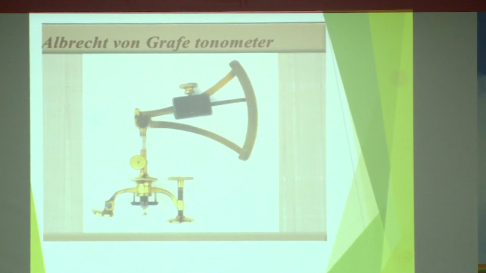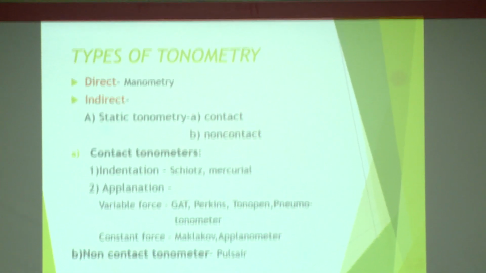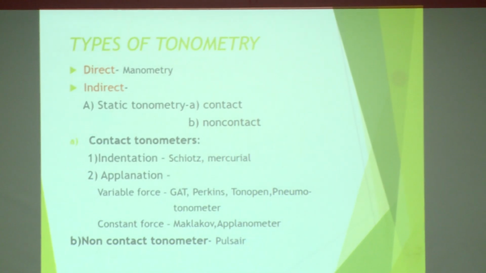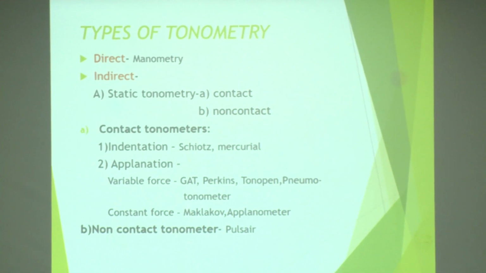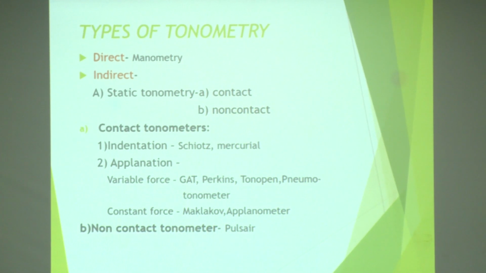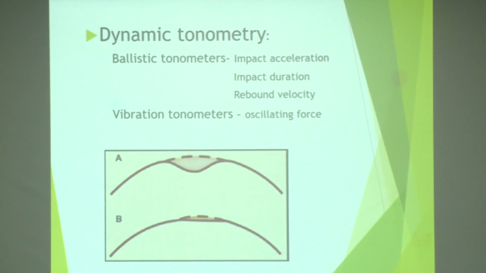This is the Von Graefe tonometer, and mostly the tonometers are of two types, contact and non-contact tonometers. In contact tonometers, there is indentation, the Schiotz tonometer, and applanation with variable forces: Goldmann applanation tonometer, Perkins, Tonopen, and pneumotonometer. And with constant forces, Maklakov. And the non-contact tonometer is the Pulsair. In the picture, we can see that the first one is indentation, Schiotz is based on that, and the second picture is the applanation tonometer.